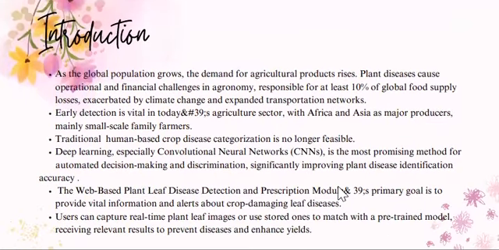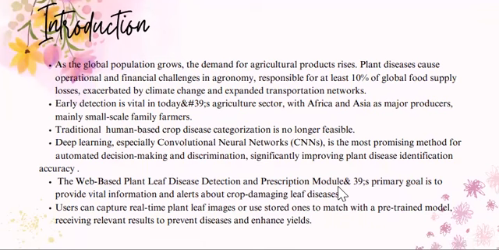So, coming to our introduction, as the global population grows, the demand for agricultural products rises. Plant diseases cause operational and financial challenges in agronomy, responsible for at least 10% of global food supply losses. Early detection is vital in the agriculture sector, with Africa and Asia as major producers, mainly small-scale family farmers. Traditional human-based crop disease categorization is no longer feasible. Deep learning, especially CNN, is the most promising method for automated decision making and discrimination.